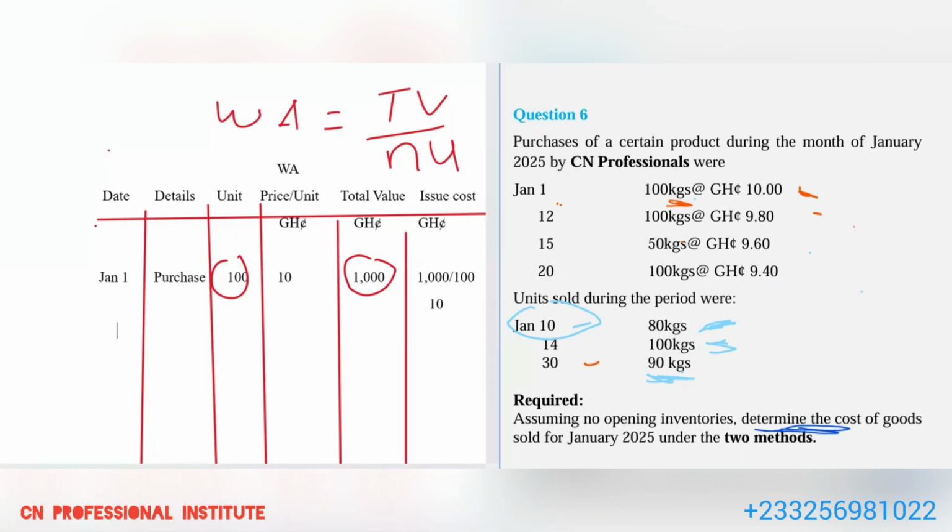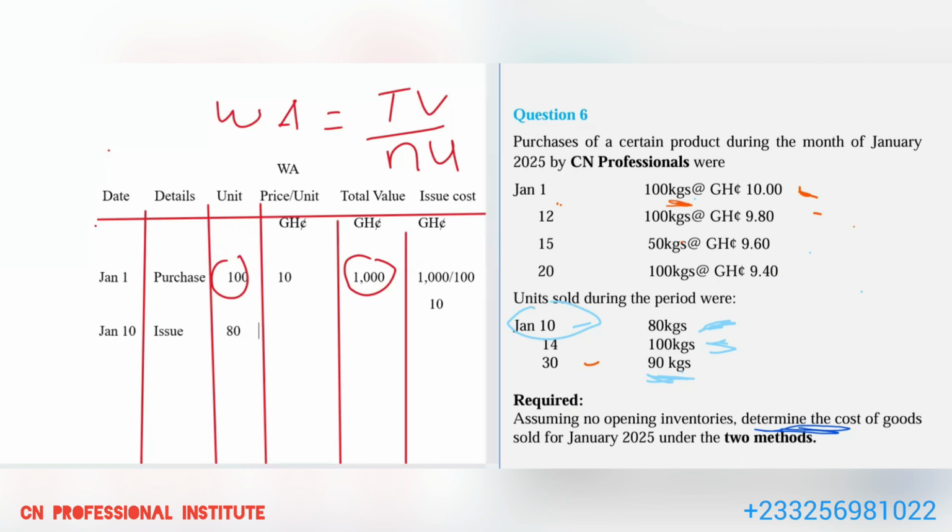So the next issue happened on January 10. January 10 is when we sold. How many units did we sell? Let me say issue or sales. How many units did we sell? 80.